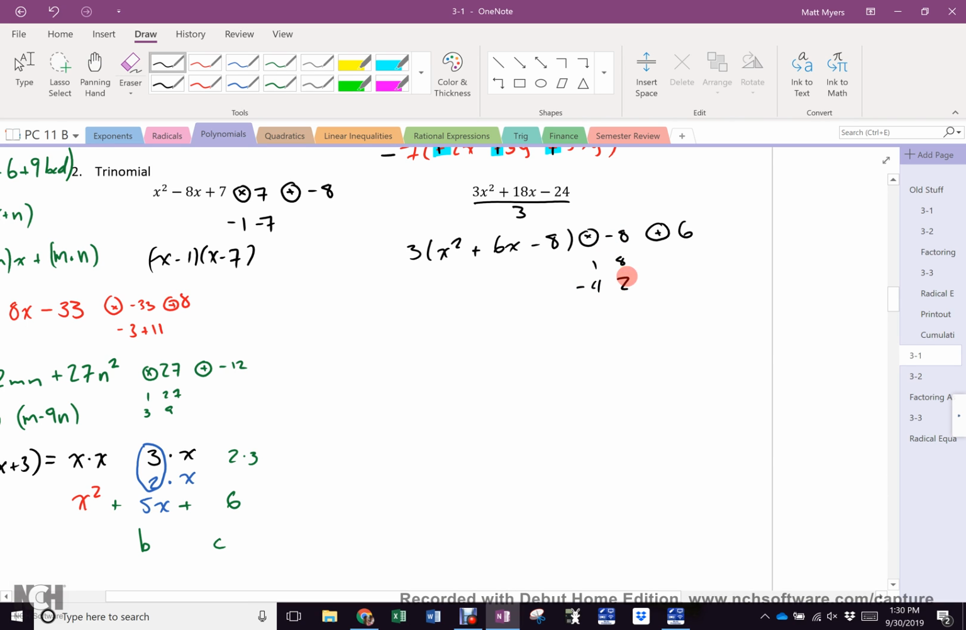And negative 4 plus 2 is not 6. Okay, Mr. Myers, you're not fooling me. It's 4 and negative 2. 4 minus 2 is not 6. So is this done?